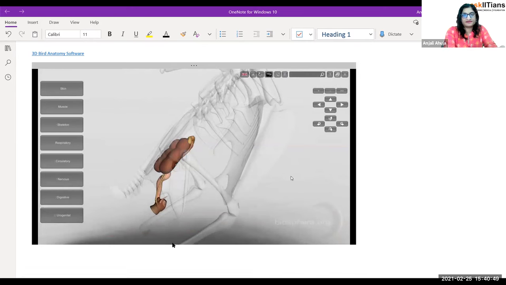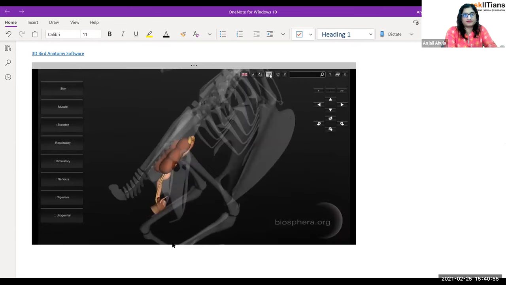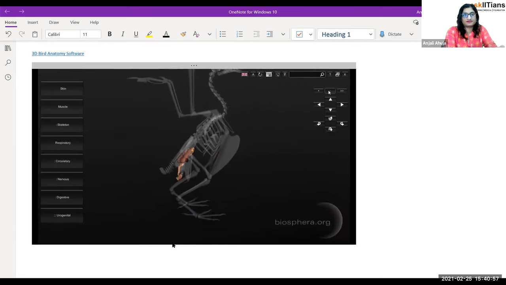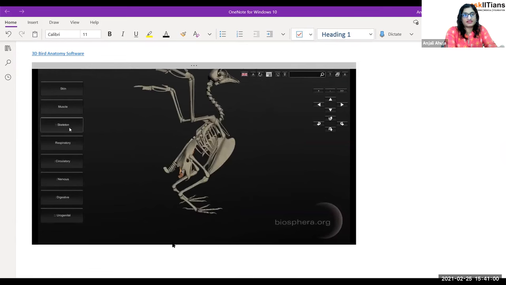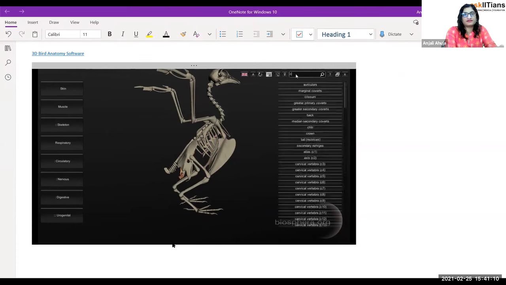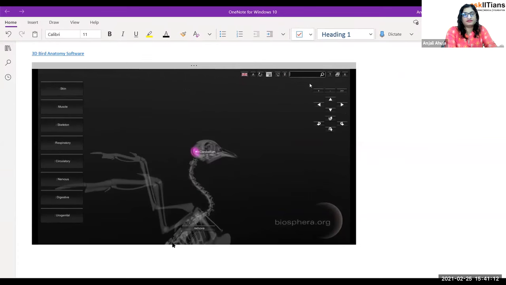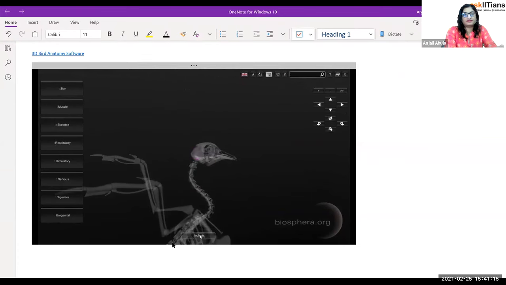Ovary. Skeletal system is the most beautiful part. This is the sternum. This is the ulna, bones, you know. This is the cervical vertebrae. Spinal cord, a little green.